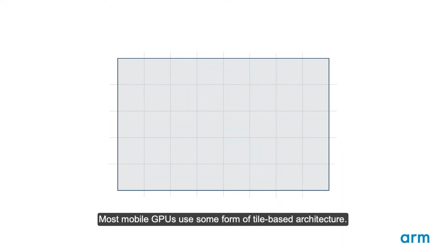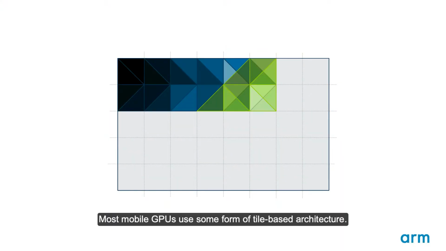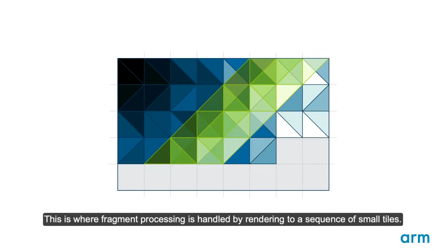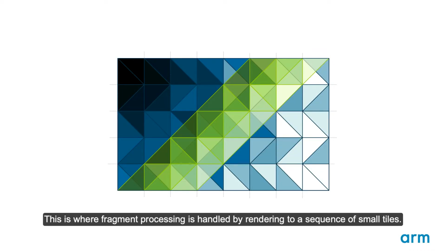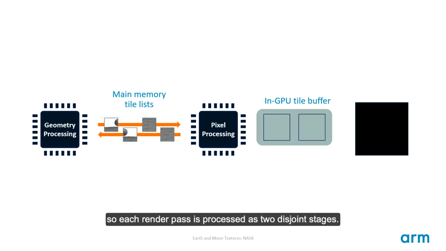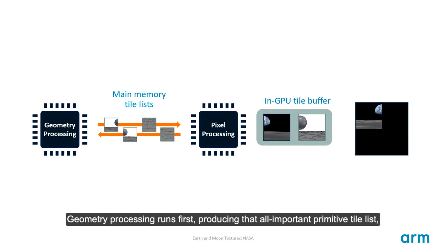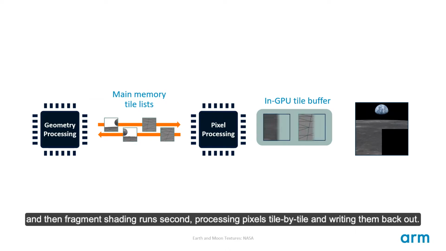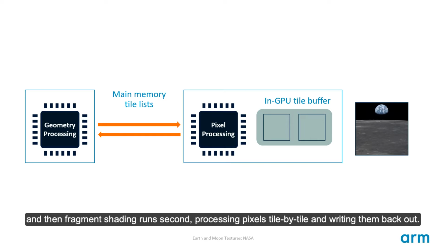Most mobile GPUs use some form of tile-based architecture. This is where fragment processing is handled by rendering to a sequence of small tiles. To make this work, we need to know up front all the primitives that contribute to a tile, so each render pass is processed as two disjoint stages. Geometry processing runs first, producing that all-important primitive tile list, and then fragment shading runs second, processing pixels tile by tile and writing them back out.